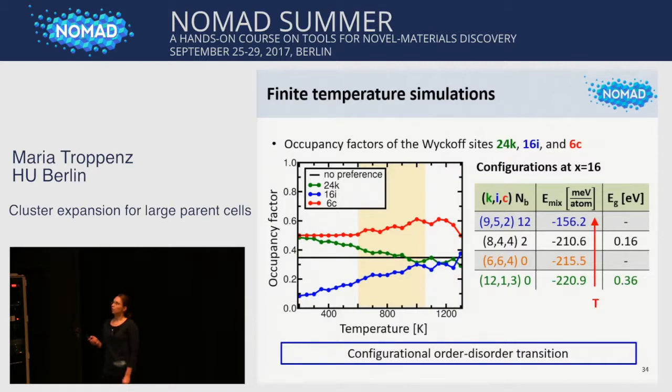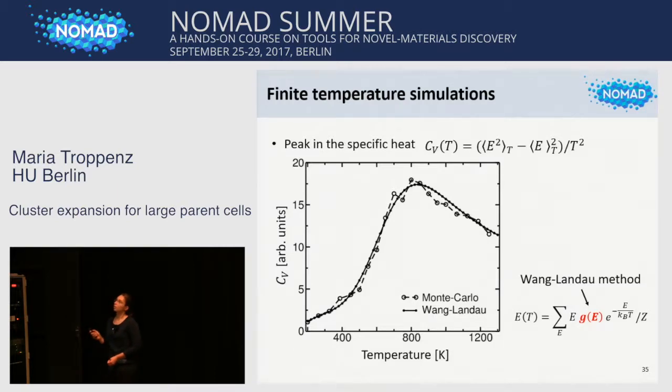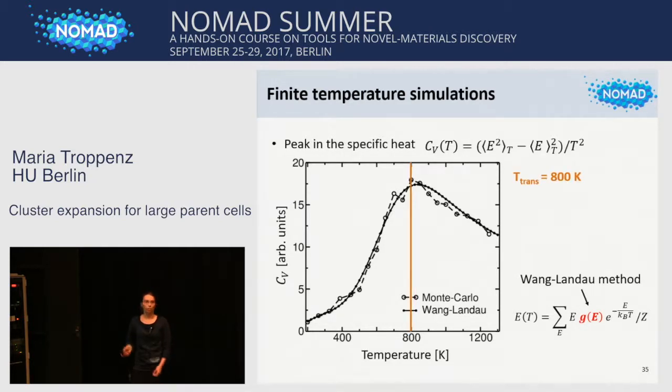Since we observe such a feature for our clathrate compounds, we are motivated to look at their thermodynamic properties, and we calculated different quantities. Here I want to highlight only one quantity, the specific heat. The specific heat shows a peak at the transition temperature. This plot shows the curve for 2 different techniques. First, the Monte Carlo simulations, and another simulation method called the Wang-Landau method. And we clearly observe a peak at 800 Kelvin, so we indeed have a transition temperature at 800 Kelvin.